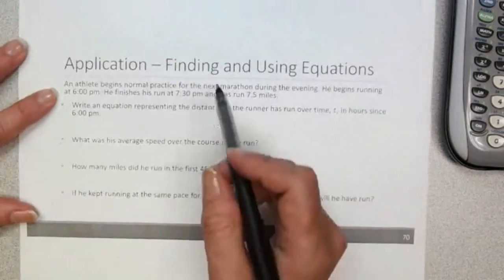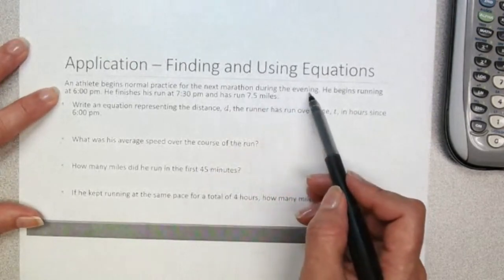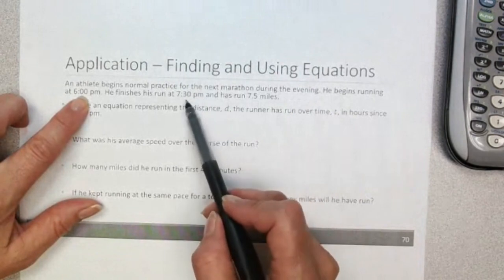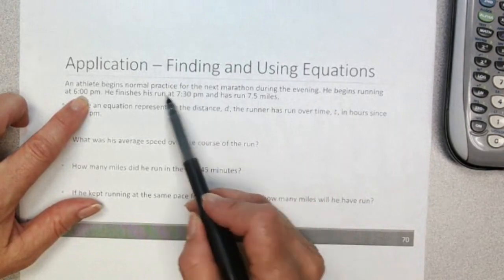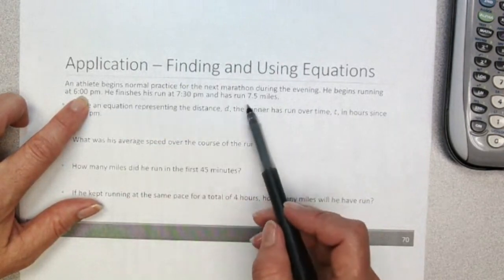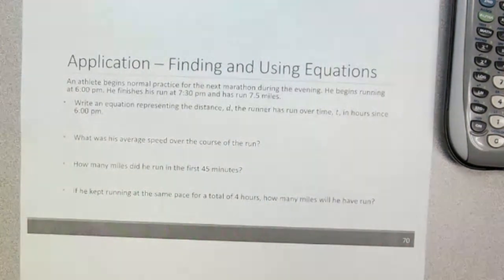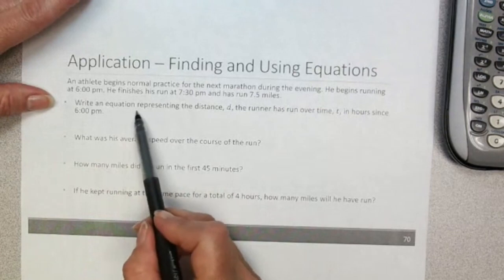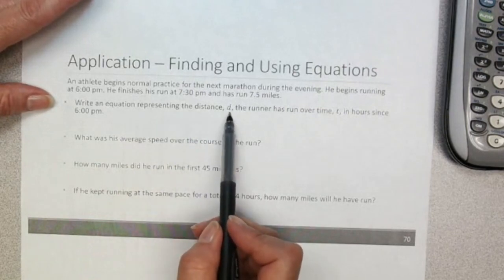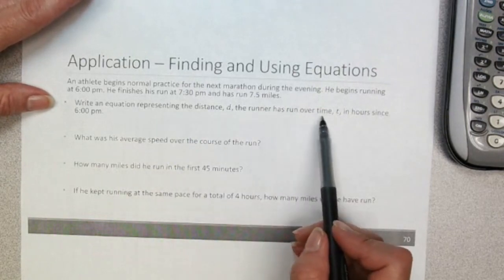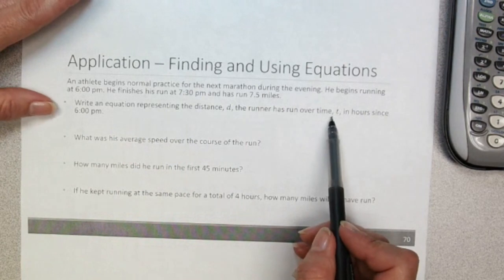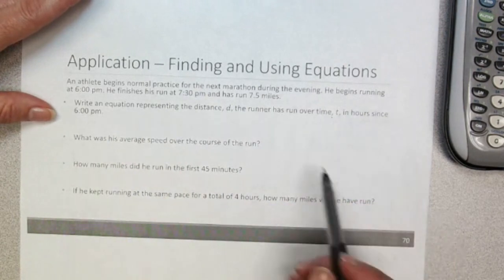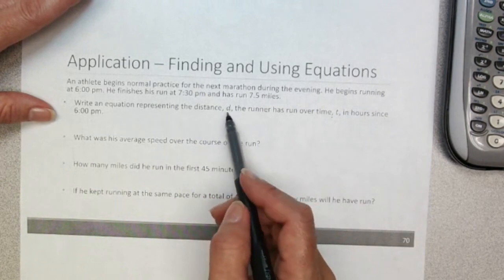An athlete begins normal practice for the next marathon during the evening. He begins running at 6 p.m. and he finishes his run at 7:30 p.m. Over that time, that hour and a half, he's run 7.5 miles. First part of this application says write an equation representing the distance that runner has gone over time in hours since 6 p.m. And time is going to use the variable t, and distance will use the variable d.